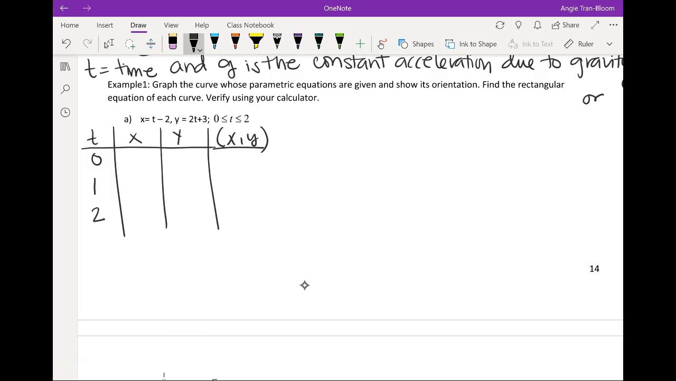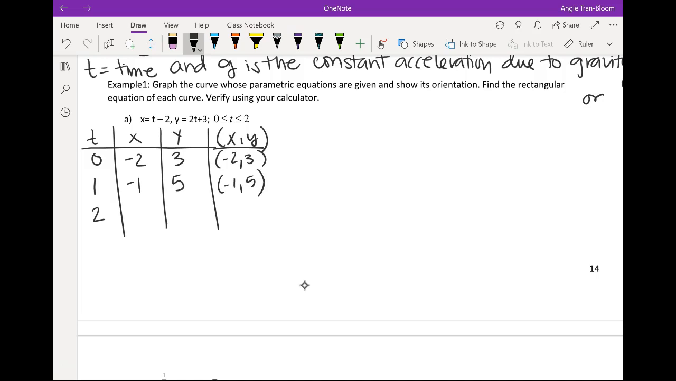When time is 0, where is x? Good. When time is 0, where is y, Jeremy? 3. Perfect. So when you plot your dot, it's just negative 2 comma 3. It's that easy. Well, 1 second later, Haley, where is it on X? Perfect. 1 second later, Thomas, where is it on Y? 5. Good. So when you plot your dots, negative 1, 5.